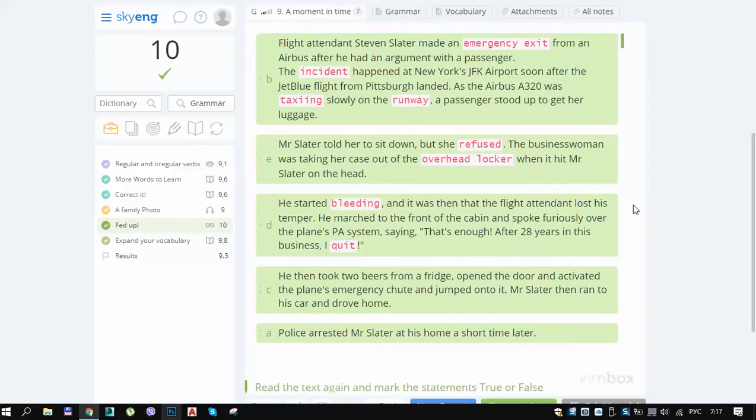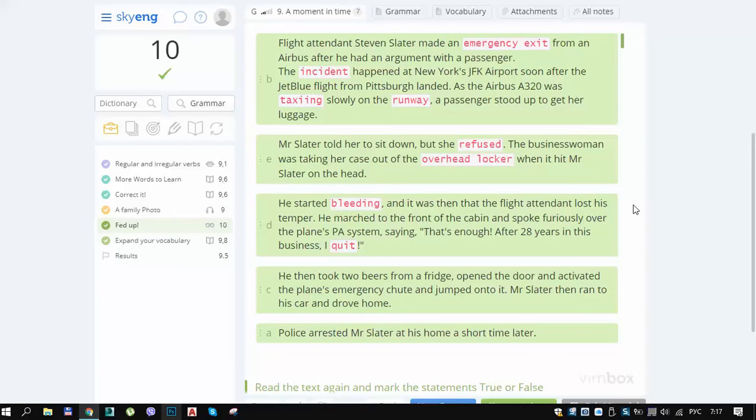Flight attendant Steven Slater made an emergency exit from an airplane after he had an argument with a passenger. The incident happened at New York's airport soon after the JetBlue flight from Pittsburgh landed. The Airbus A320 was taxiing slowly on the runway. A passenger stood up to get her luggage. Mr. Slater told her to sit down, but she refused.